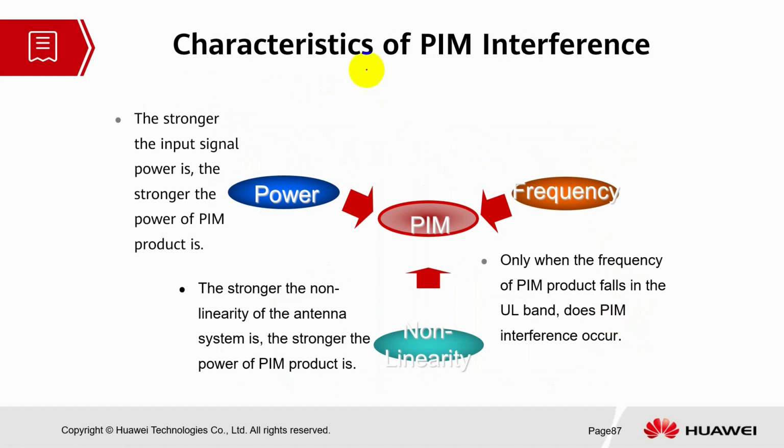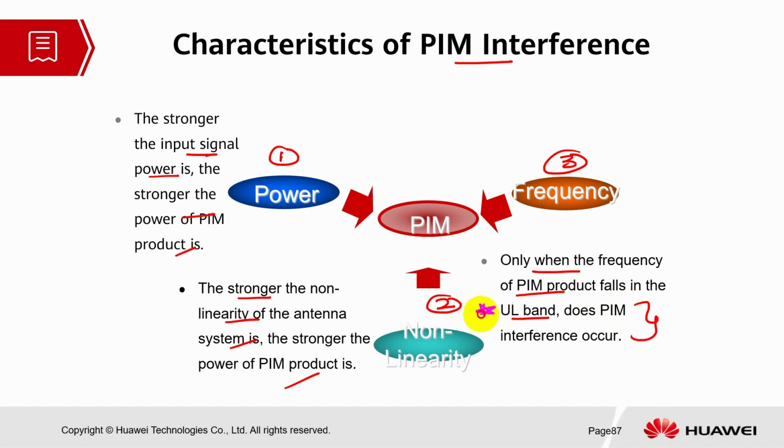So what are the characteristics of PIM interference? It can be related to power, non-linearity, and frequency. The stronger the input signal power, the stronger the PIM product power is. For non-linearity, the stronger the non-linearity of the antenna system, the stronger the PIM product power is. And for frequency, only when the frequency of the PIM product falls in the uplink band does PIM interference occur. So basically, it will impact the uplink band.